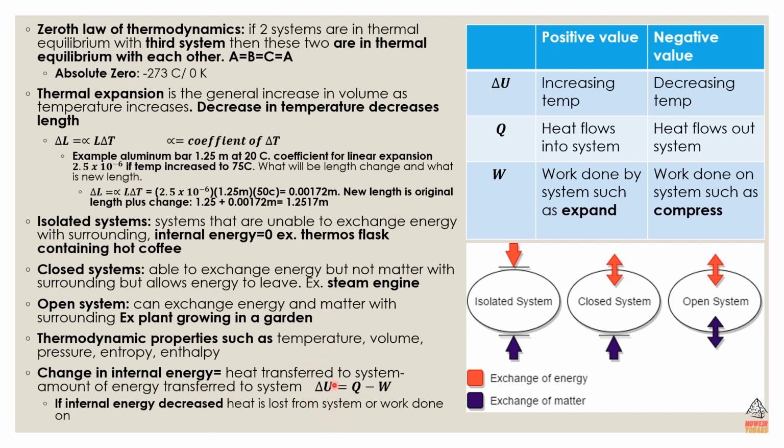So delta U, which is the change in internal energy, equals heat minus work. And if the internal energy decreases, heat is lost from the system or work is done on it. But if internal energy increases, heat is gained and work is done by the system. So here we have a table I created that shows whether it's going to be a positive value or negative value and why.